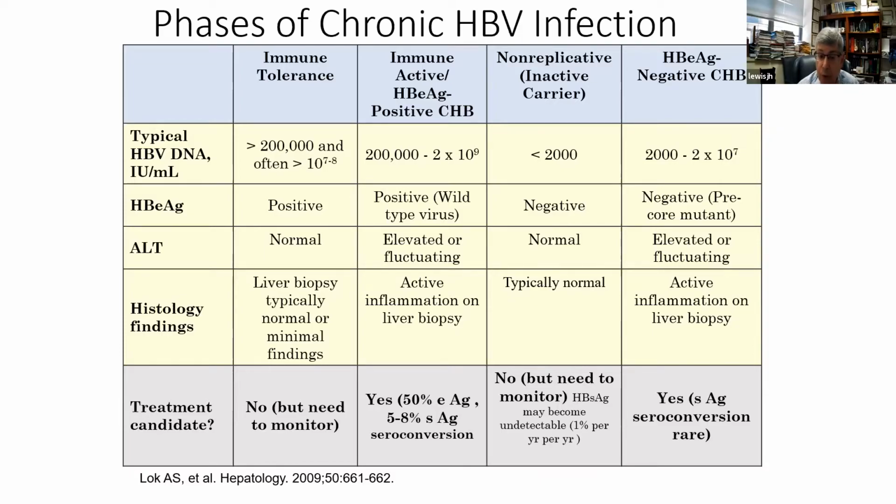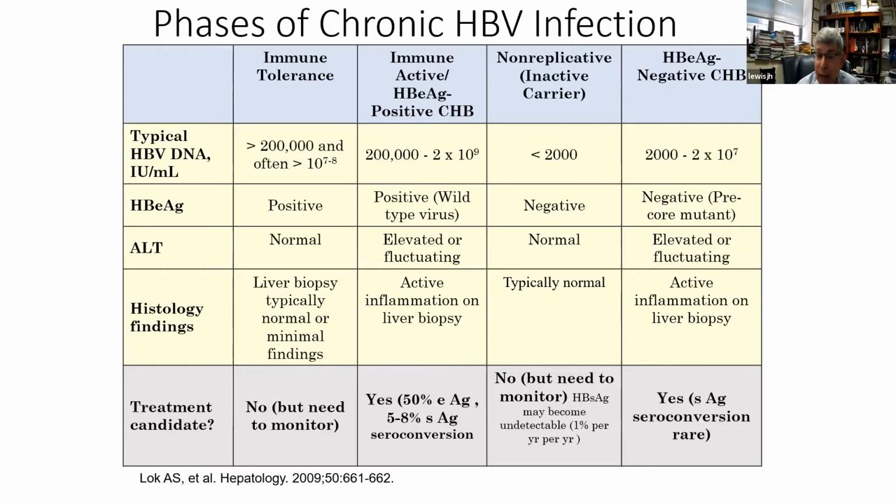The only ones who really get treated are if their enzymes start to rise. If they have a strong family history of liver cancer, we would consider putting them on treatment, but we do not think that the treatment is as effective as it is in other groups.